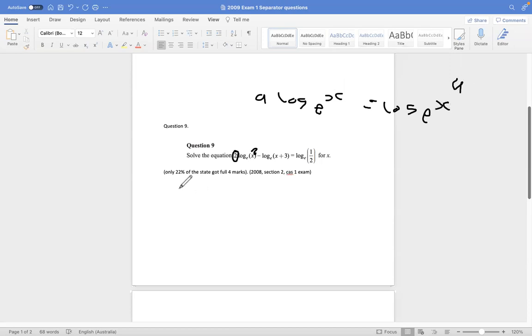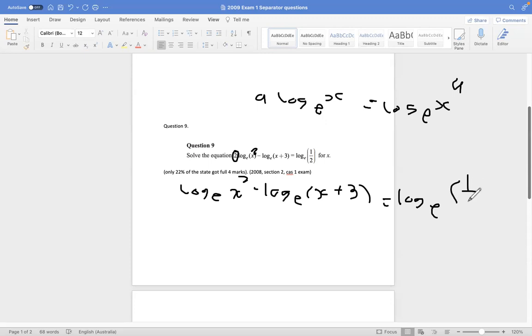It's the same thing here. So we can write this as log e x squared minus log e of x plus 3 equal to log e of a half. And now because we know this is subtraction of logs, these two will divide from each other. So we have x squared over x plus 3, and this actually equals a half.